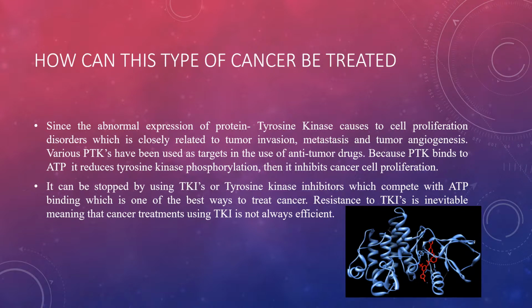And then how can this type of cancer be treated? There are not that many treatments for SRC, but I found in an article that the SRC gene can be treated with TKIs, or tyrosine kinase inhibitors, which compete with ATP binding, which is one of the best ways to treat cancer. But it does not mean that TKIs are able to resist the cancer, so it can be concluded that TKI is not always efficient as a treatment in cancer tumors.